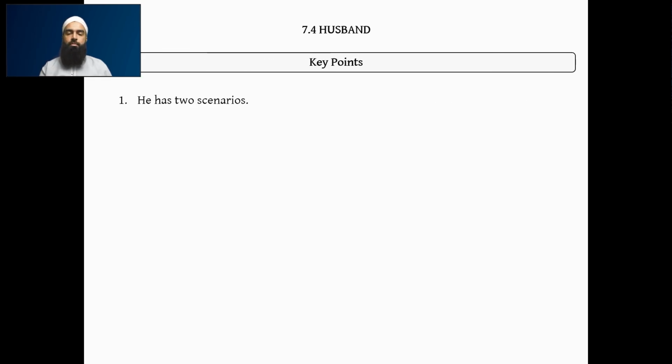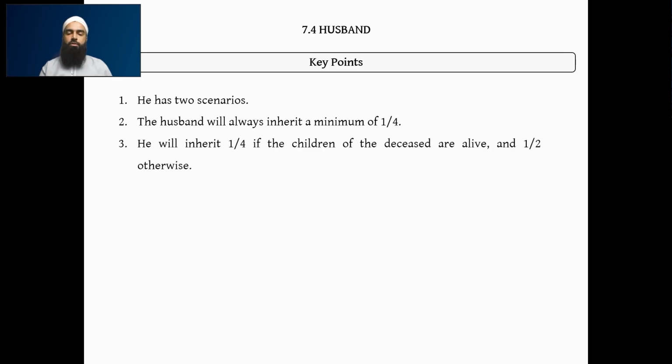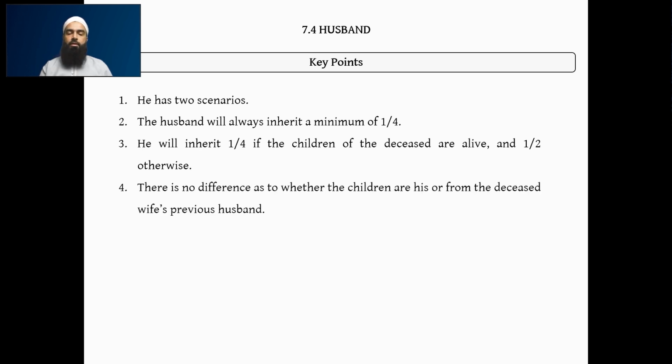Next we had was husband. Husband's key points to remember: he has 2 scenarios. Second thing to remember is the husband will always inherit a minimum of a quarter. He will inherit a quarter if the children of the deceased are alive, and a half otherwise. And there's no difference as to whether the children are his or from the deceased wife's previous husband. So it makes no difference. The children have to be the deceased's, and that's it.